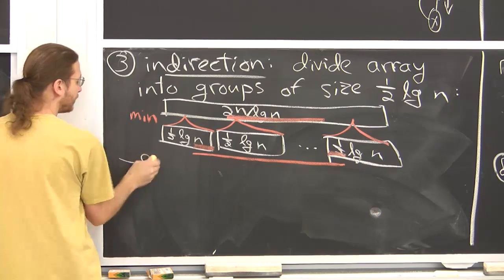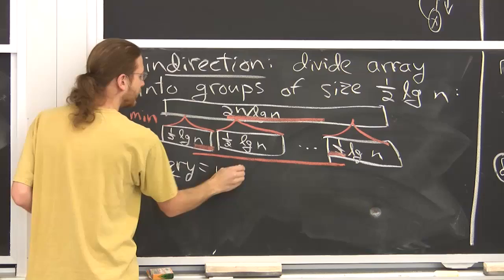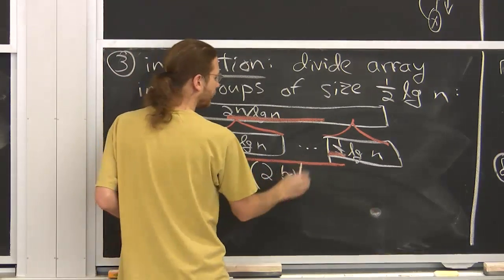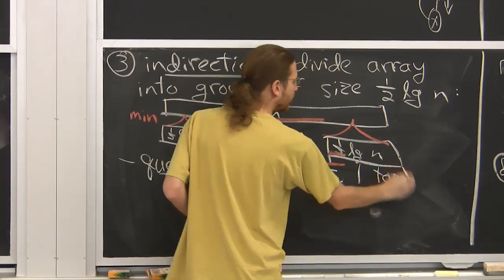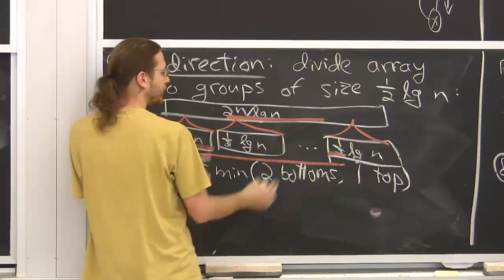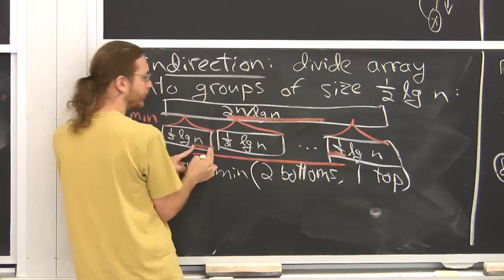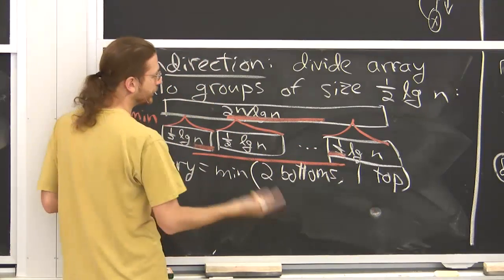So now a query is going to be the min of 2 bottoms and 1 top. In other words, I do one top RMQ query for everything strictly between the 2 ends. Then I do a bottom query for the one end, a bottom query for the other end. Take the min of all those values, and really it's the argmin.